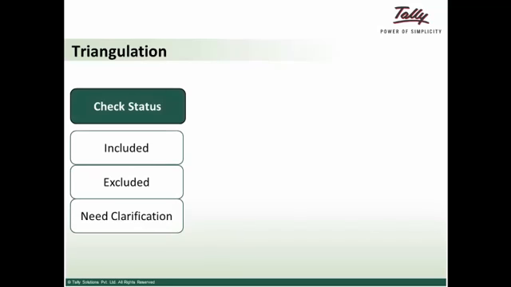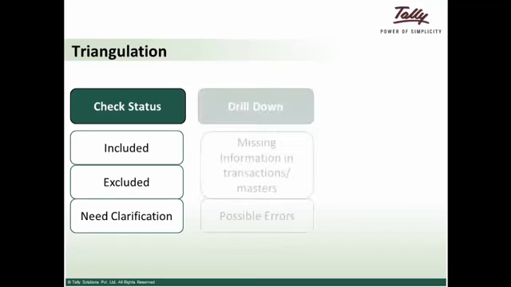Check status. In release 5.0, the service tax report form ST3 has been designed in such a way that the user can identify first, transactions included for generating the ST3 return, second, transactions excluded because they are not relevant, and third, transactions about which Tally is uncertain as to what to do because there is missing information or possible errors. This concept is called triangulation because of these three aspects.